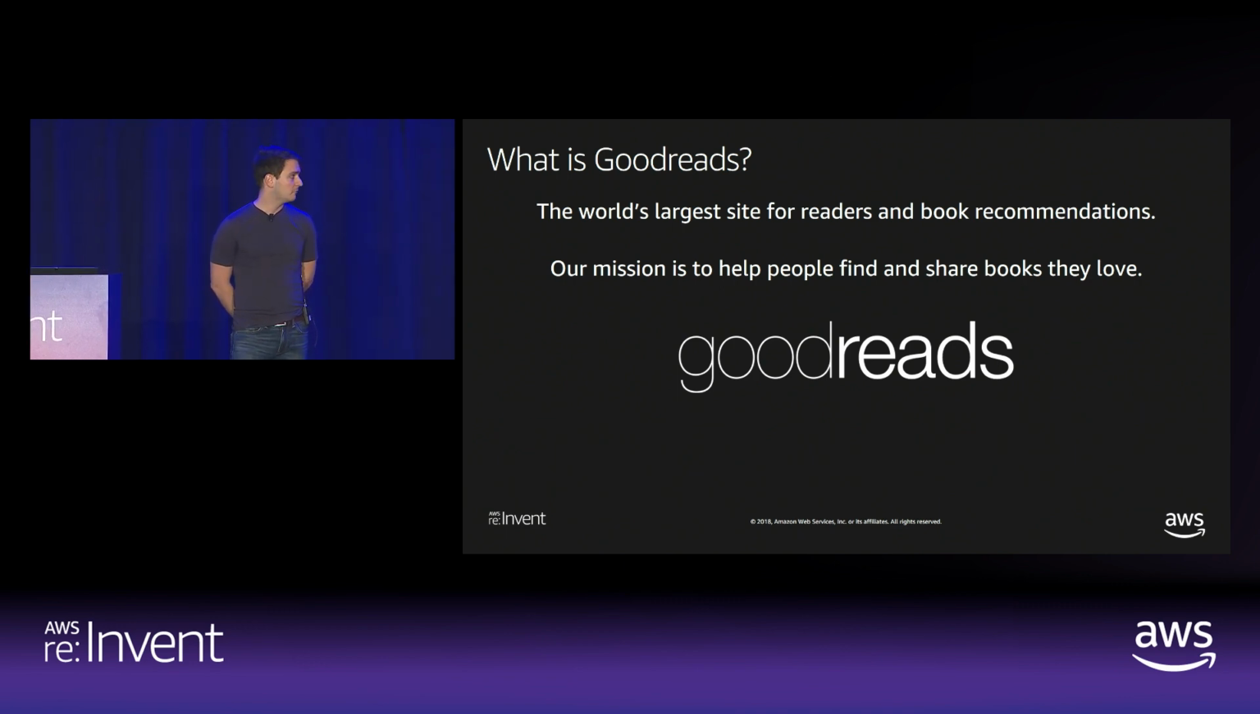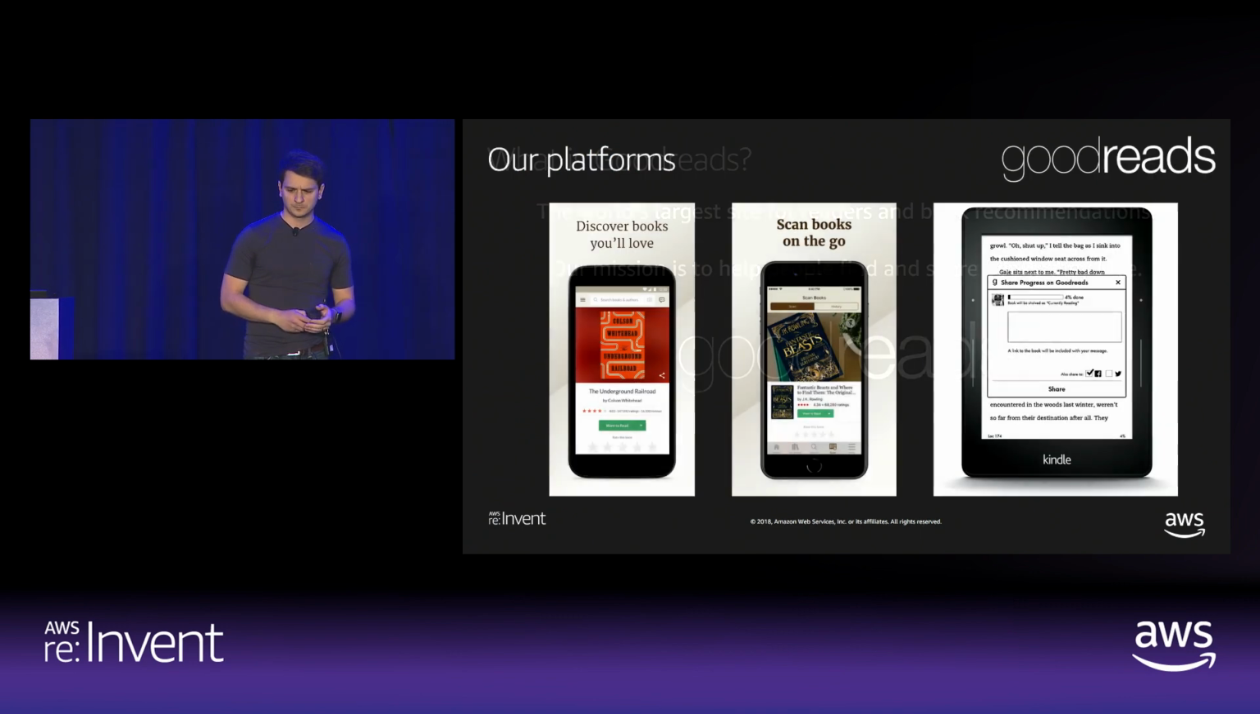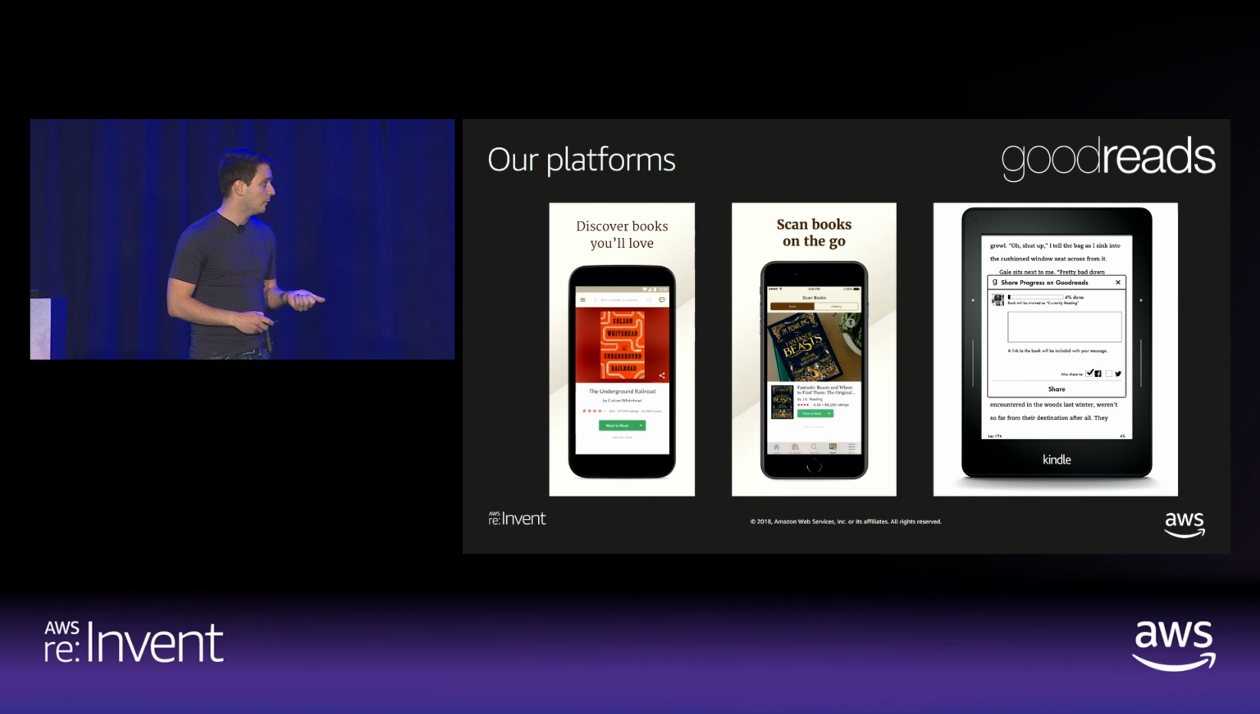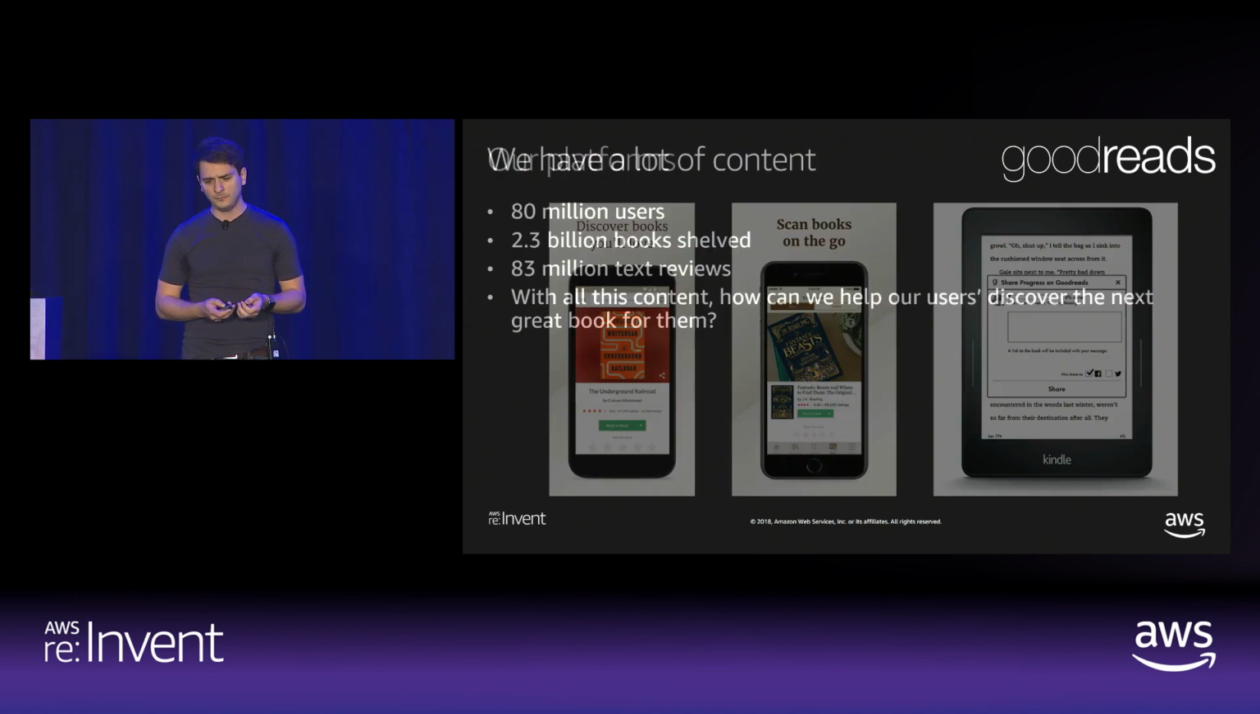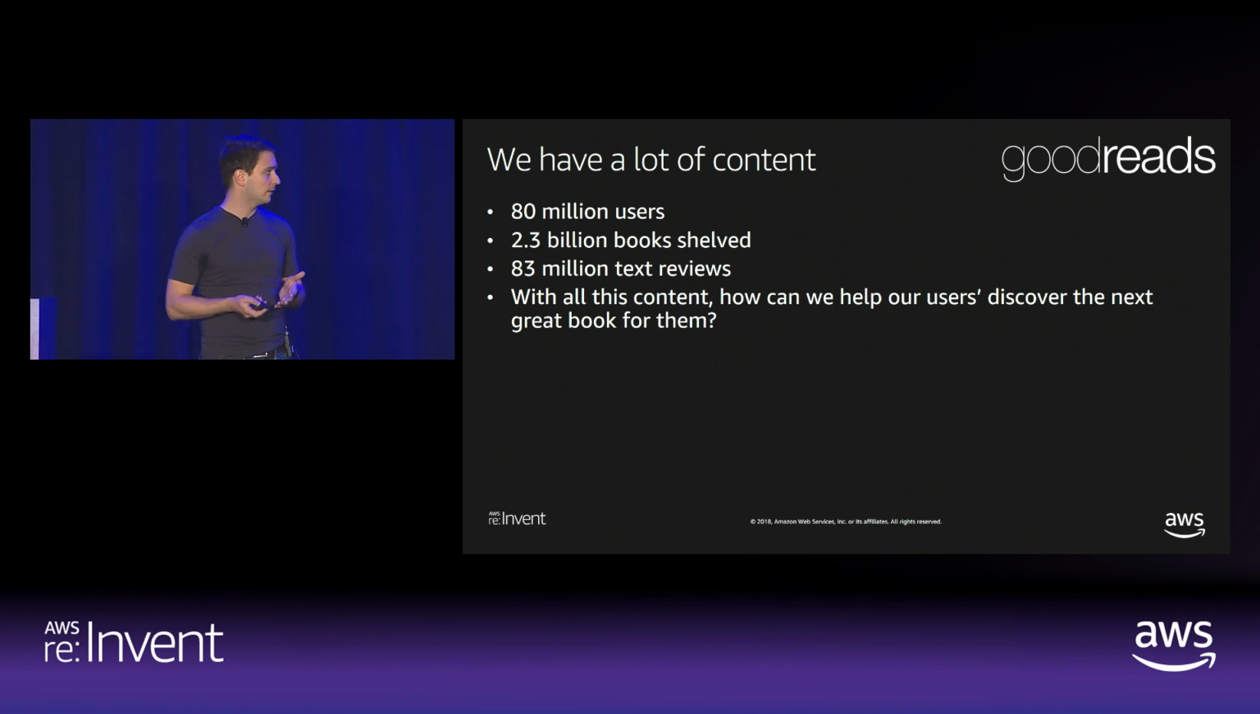Goodreads is a site for book lovers. It launched in 2007 with the belief that the right book in the right hands at the right time can change the world. We have apps on iOS, on Android, and Kindle. And our apps and our website offer our users a place to track what they're reading, see what their friends are reading, and get recommendations from all different kinds of content. And we have lots of content.